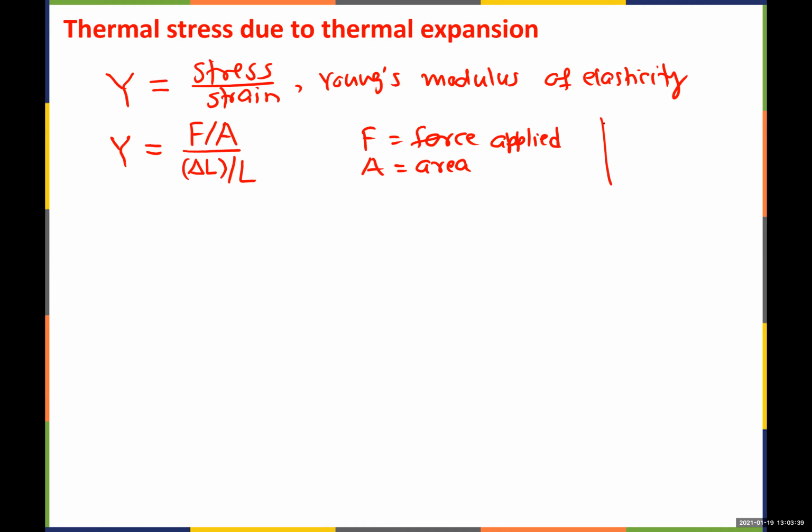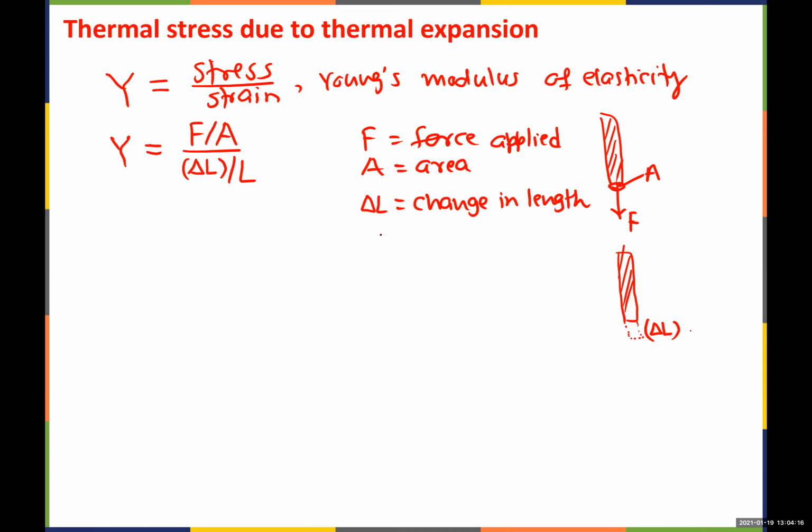So for example, if you have this wire, you are applying the force downward. This is the cross-section area A. If you change the length, what will happen? Your initial length is this. After elongation, its length will go up like this. So this represents the change in length, delta L, and L is the initial or original length.